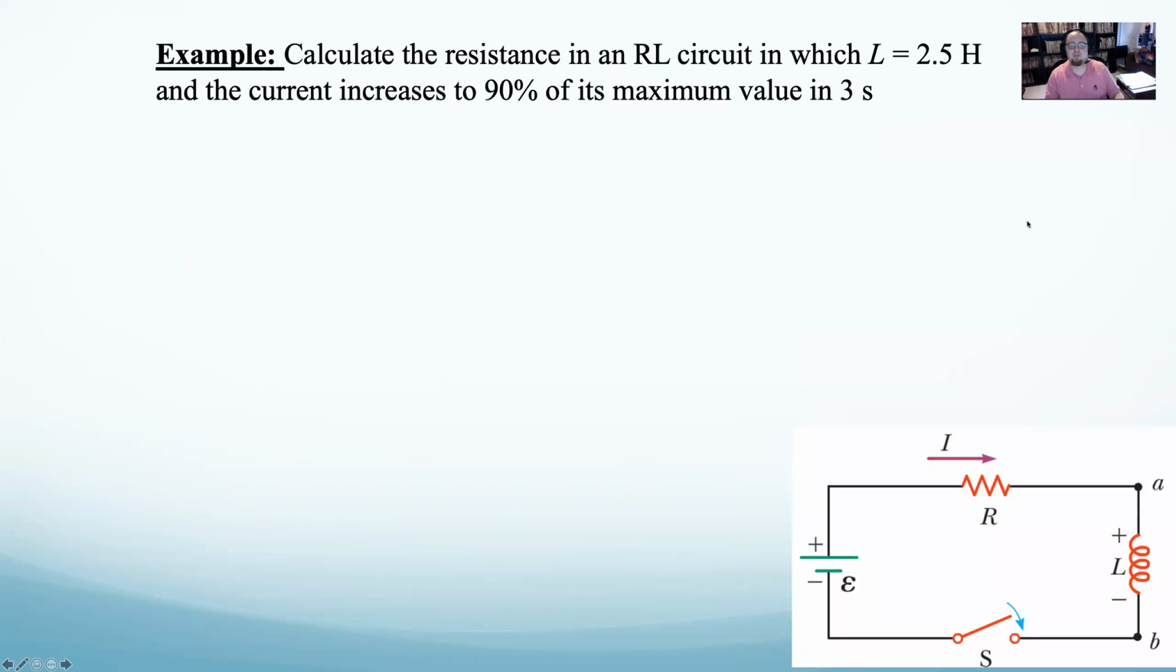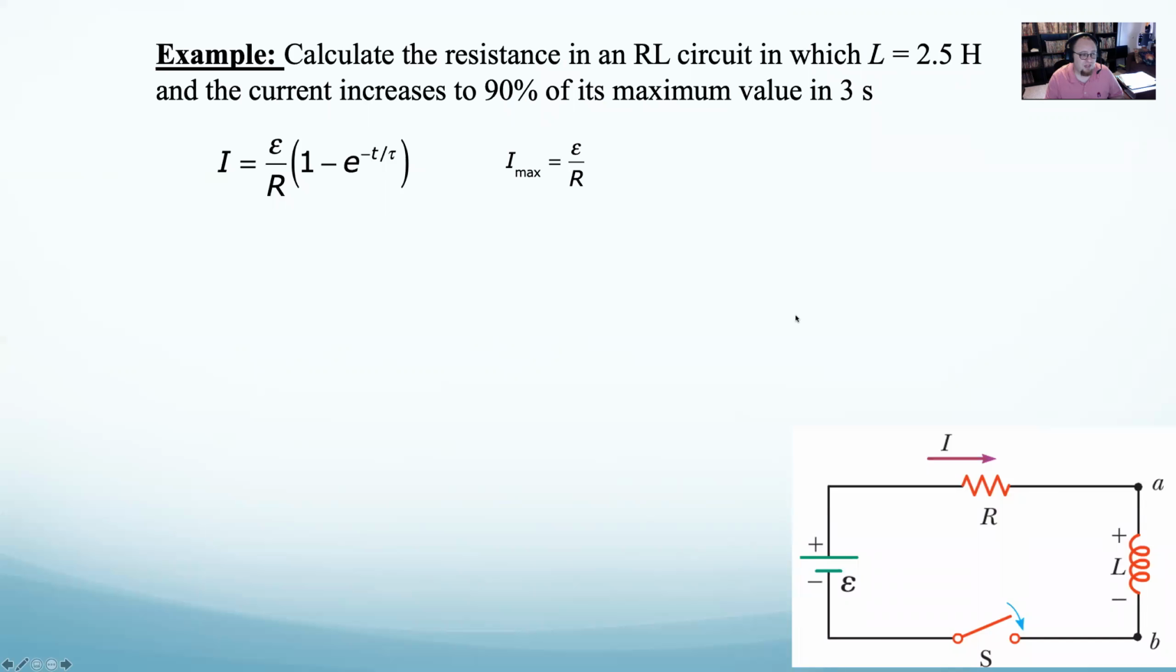Okay, let's do a practice problem. Calculate the resistance in an RL circuit where L is 2.5 henries and the current increases to 90% of its maximum value in 3 seconds. So the current is 90% of its max value. It increases, so I'm charging it. Because it increases, it has to be going up. So I'm going to use the charging equation, and I want current, so I use the current charging equation.